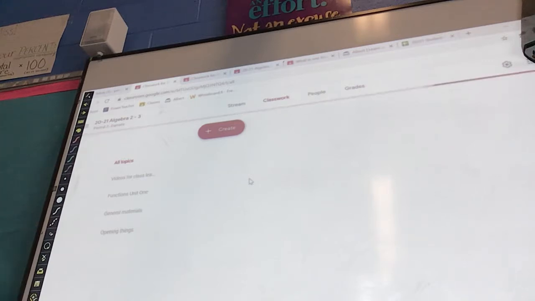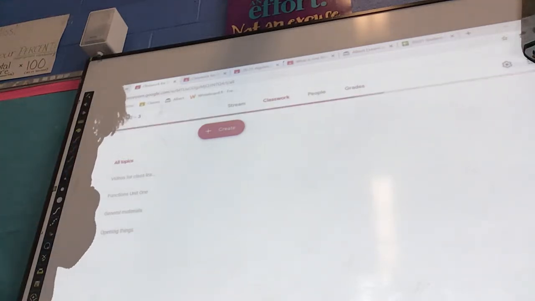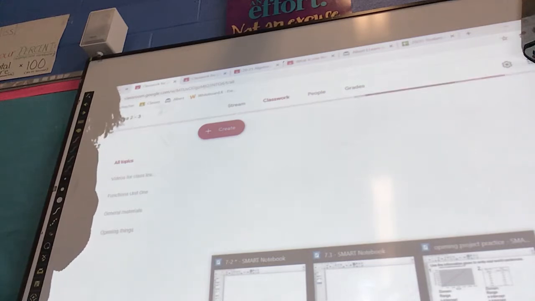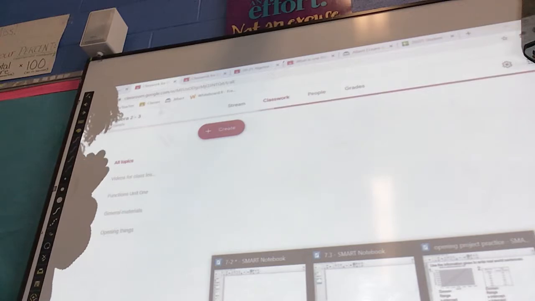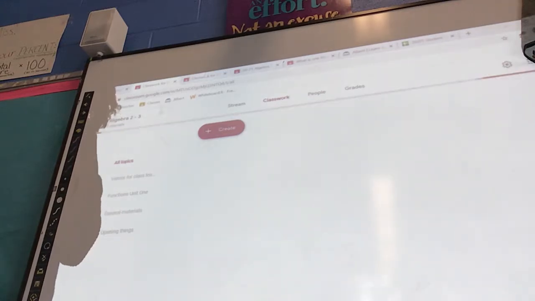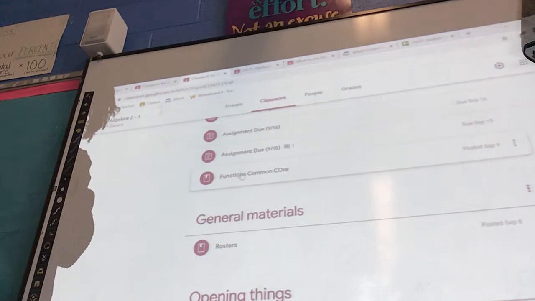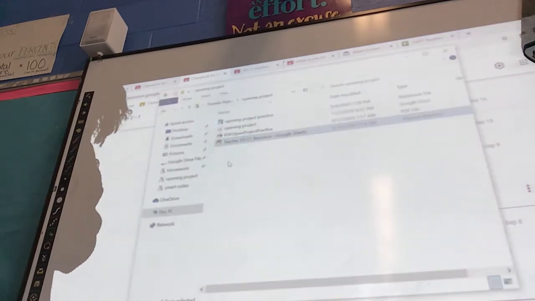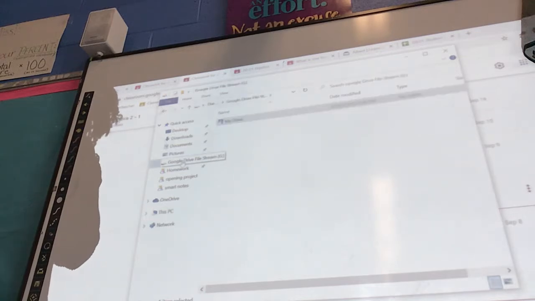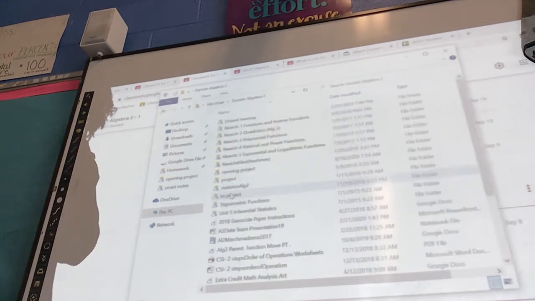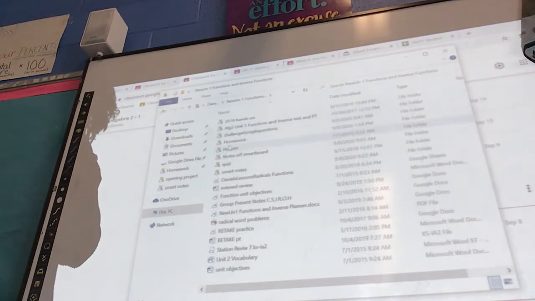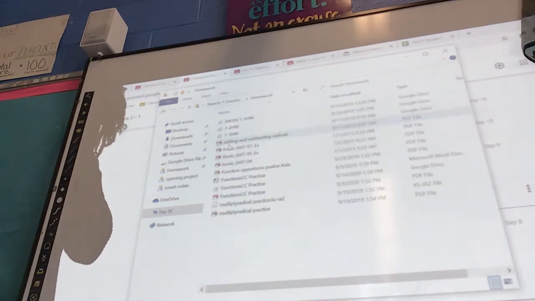Clearly my computer's not gonna connect to the internet. I think I have the thing up already though. Nope, I only have one of them up. I can at least review some of the homework though.